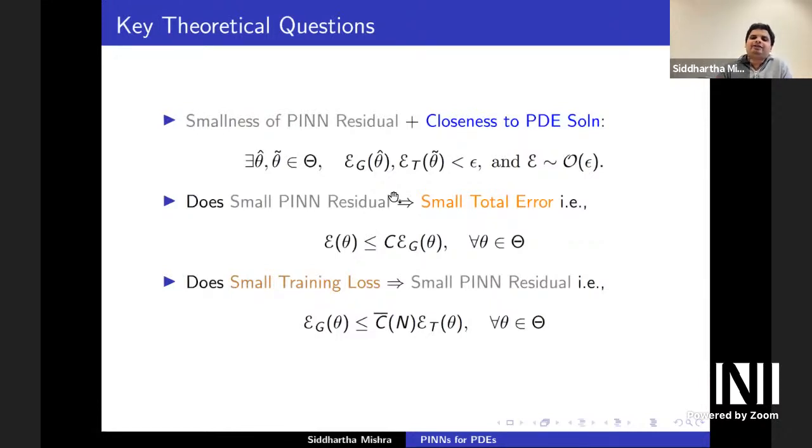But of course, in practice, even if such an object exists, it might not be feasible to find it during training. So then the question becomes, what we have access to is the training loss or, let's say, the residual error. Can observing a small residual automatically imply that I get a small total error? If I bound it like this, then this is automatically answered. So the route is: we minimize the training loss. Does this imply that there is a small PDE residual? And by having a small PDE residual, do I minimize the total error? So these are the questions.